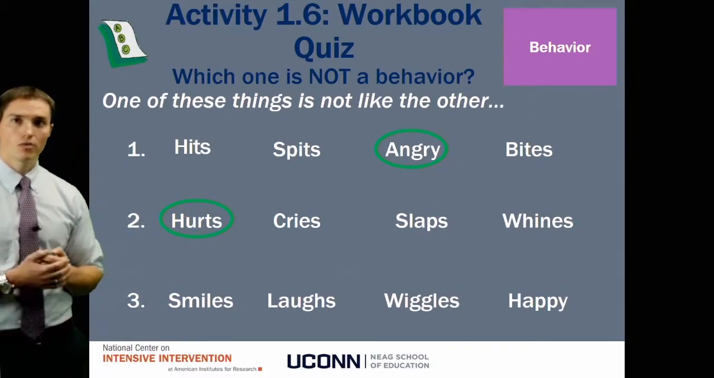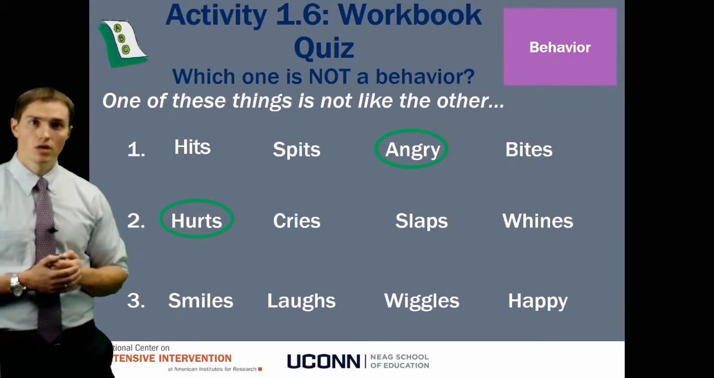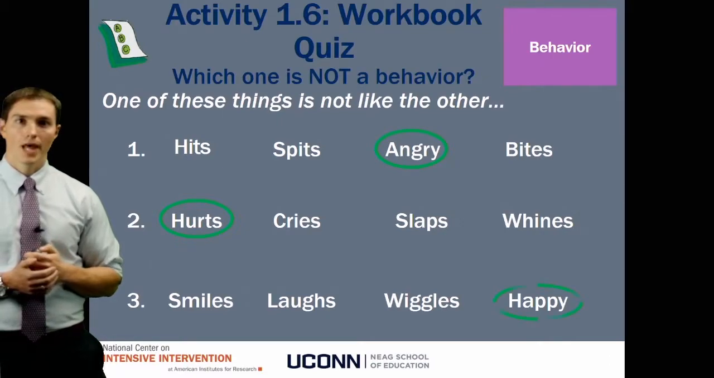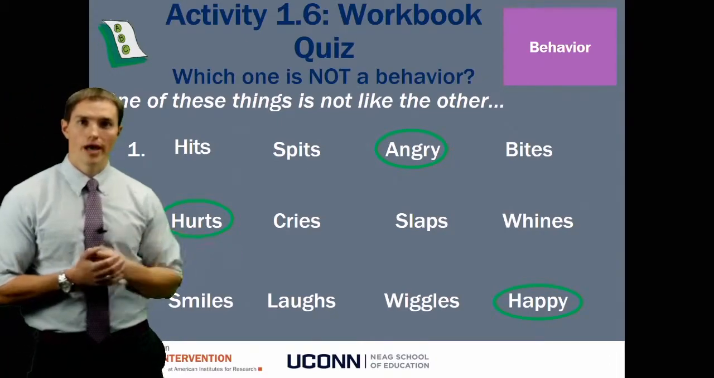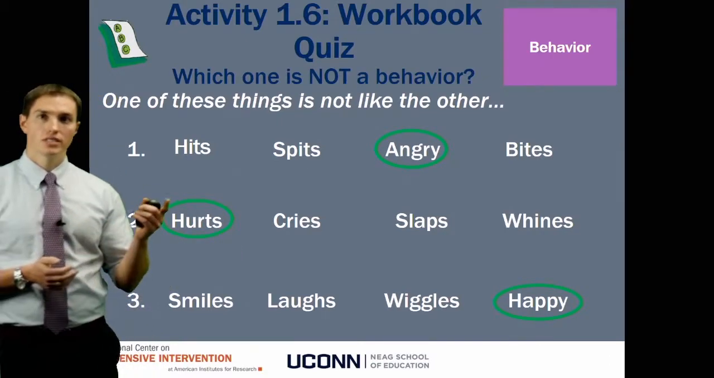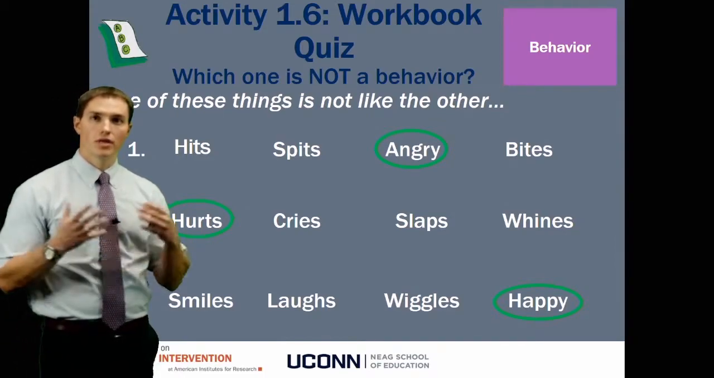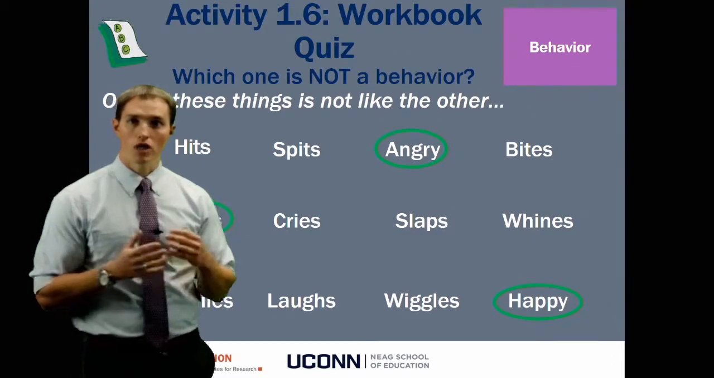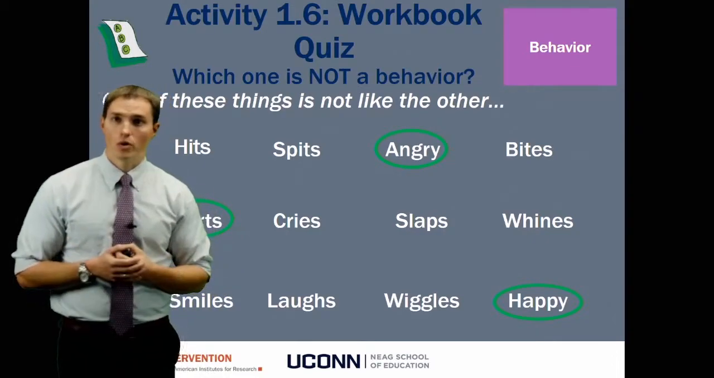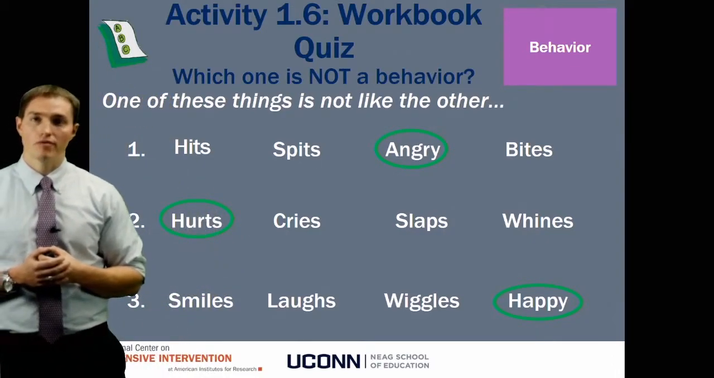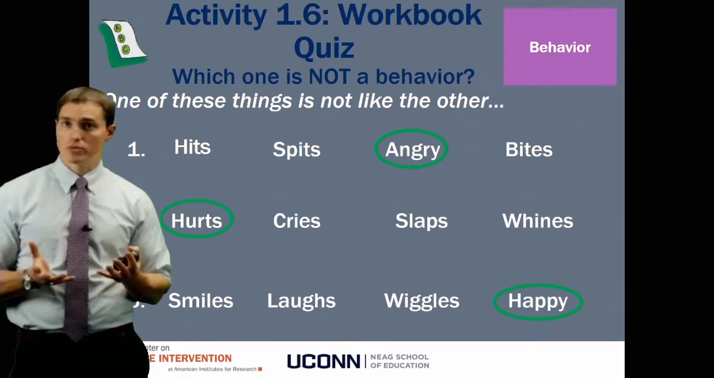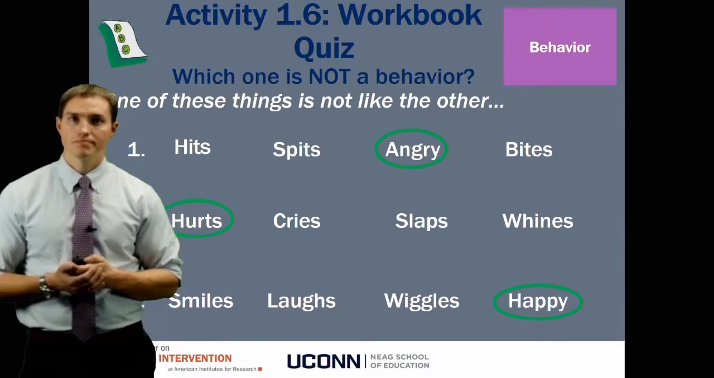And finally, for number 3, smiles, laughs, wiggles, and happy. Ideally, you would have circled the last one, happy. All of these examples are words that do not fit within the context of identifying an observable and measurable behavior. Therefore, a little more work would be needed in order to have consistent understanding of what that behavior looked like across time for an individual in the environment or the context that you were observing it.